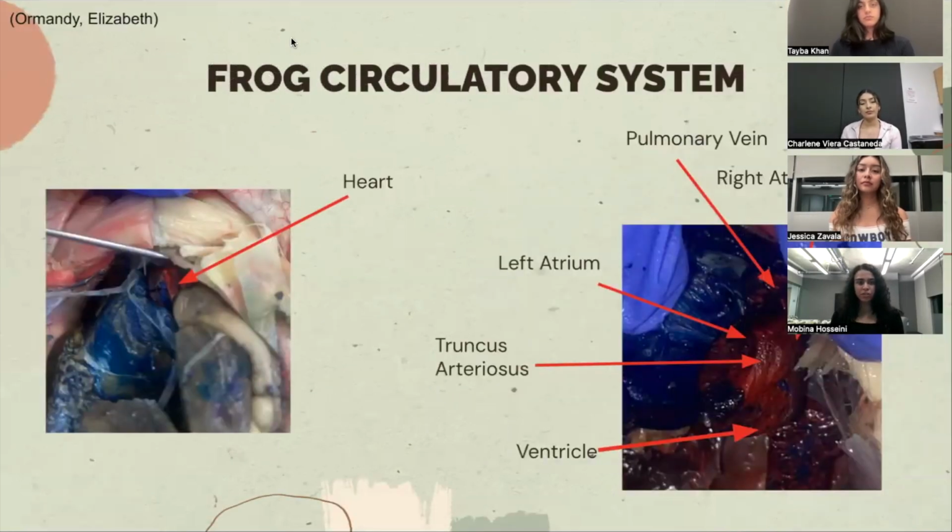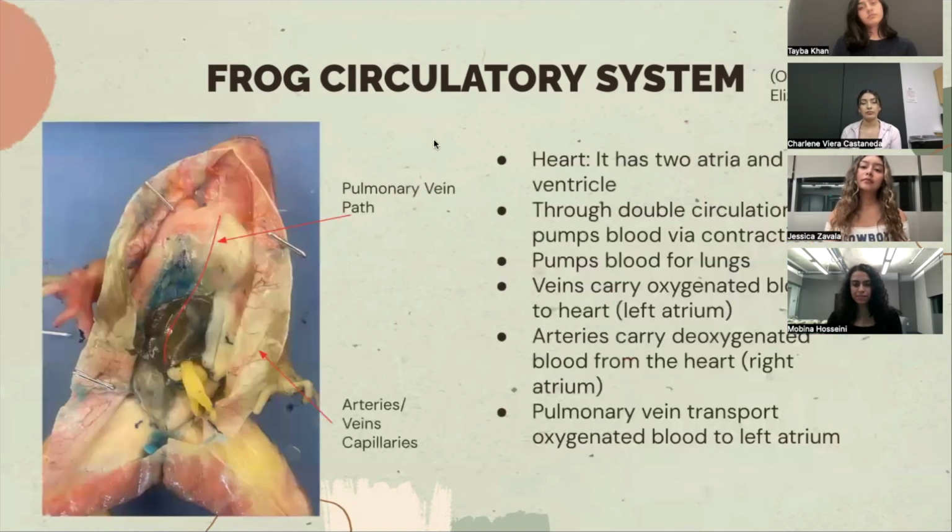The frog's circulatory system consists of a three-chambered heart with 2 atria and 1 ventricle. Blood is pumped through double circulation, which means the heart sends oxygenated and deoxygenated blood through separate pathways. The pulmonary vein carries oxygenated blood to the heart, while the arteries transport the deoxygenated blood to the lungs. The blood contains red and white blood cells along with platelets.